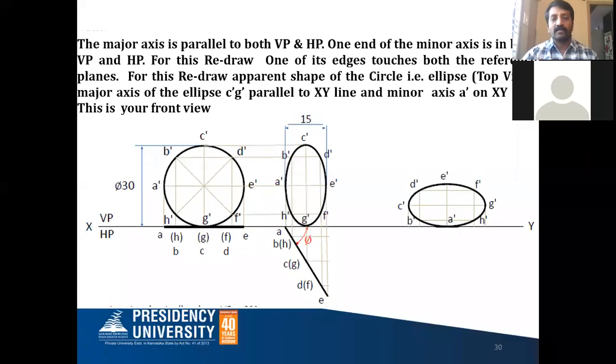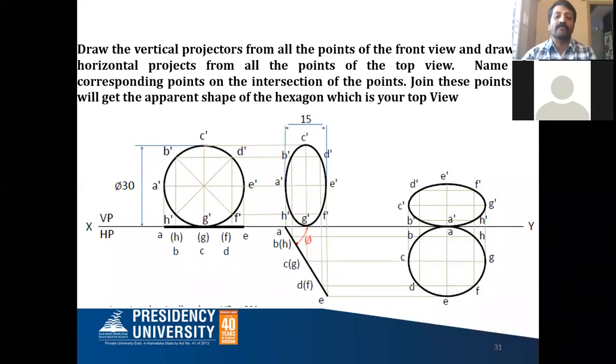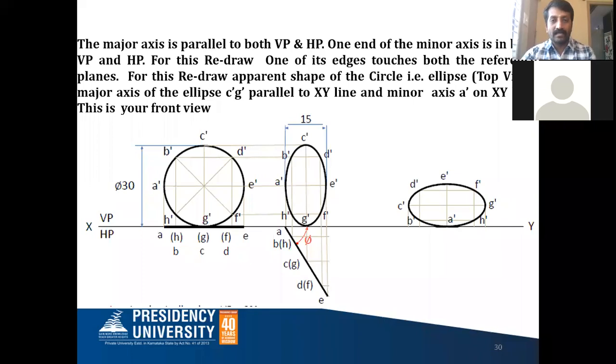So next, after this, here also he says the major axis is parallel to both HP and VP. So which is the major axis here? C dash and G dash is the major axis. Okay, C dash and G dash is the major axis. He says it is parallel to both HP and VP. When it is parallel to the XY line, it becomes parallel to both HP and VP. So you have to redraw this ellipse such that C dash and G dash should be parallel to the XY line, and it fulfills the requirement. It is parallel to both VP and HP.